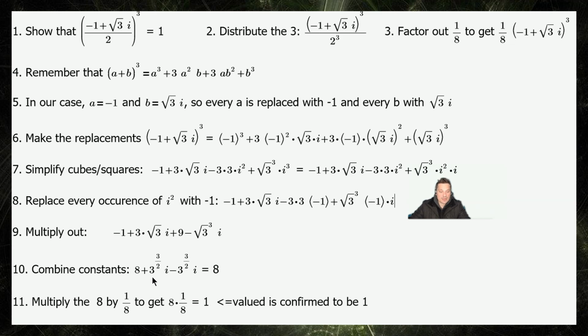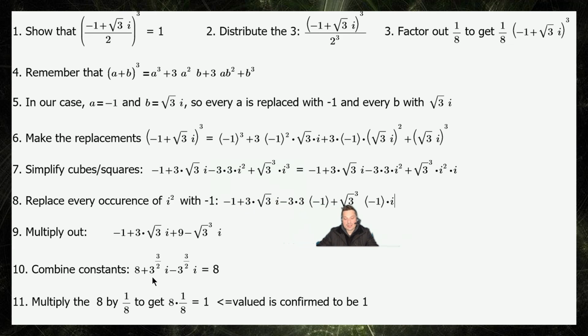So then I can pick up at step 8. So replace every occurrence of i squared with -1. So here this is already worked out. -1 plus 3 times the square root of 3i minus 3 times 3 times -1. So this was back here an i squared. Remember, that came from this i squared right above my head, you see? Back at step 7. So that's why it has to be -1.